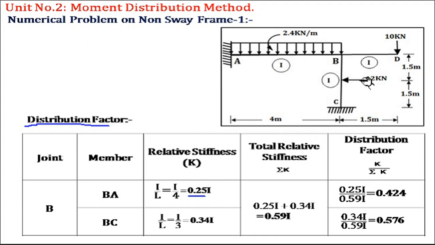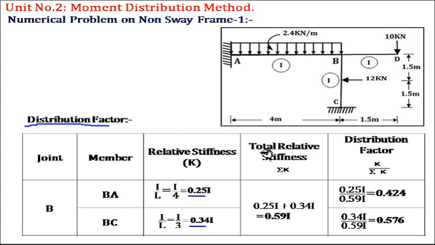Now the second member is BC. From B to C, the far end is fixed. When the far end is fixed, the value of relative stiffness is I by L. The value of I is I, and the length of member BC is 1.5 plus 1.5, that is 3. So we get the value as 0.34 I.